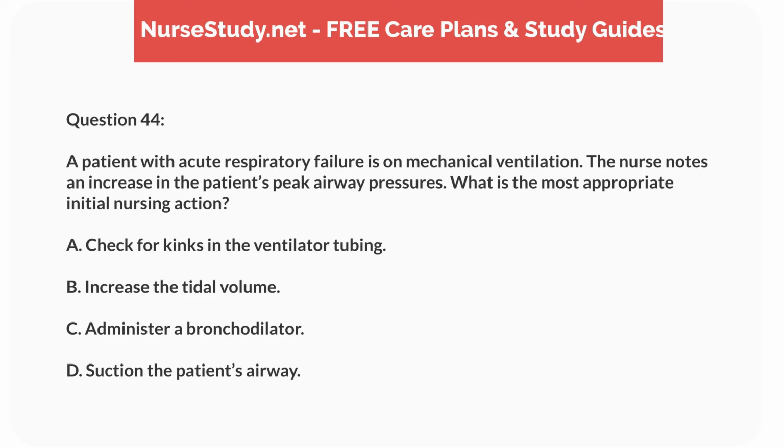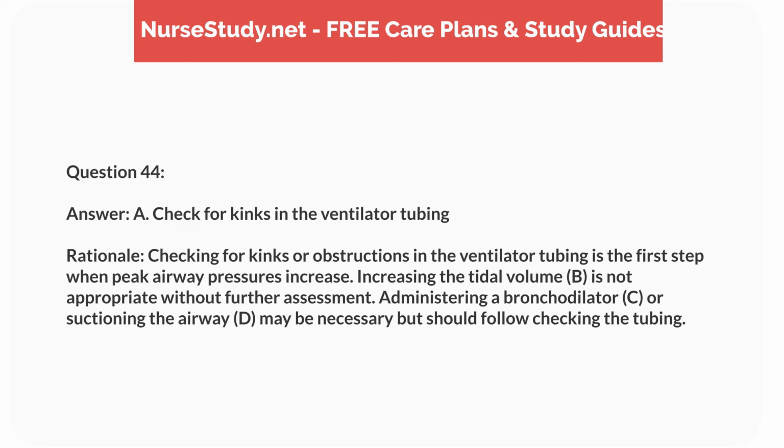Question 44. A patient with acute respiratory failure is on mechanical ventilation. The nurse notes an increase in the patient's peak airway pressures. What is the most appropriate initial nursing action? A. Check for kinks in the ventilator tubing. B. Increase the tidal volume. C. Administer a bronchodilator. D. Suction the patient's airway. Answer: A. Check for kinks in the ventilator tubing.